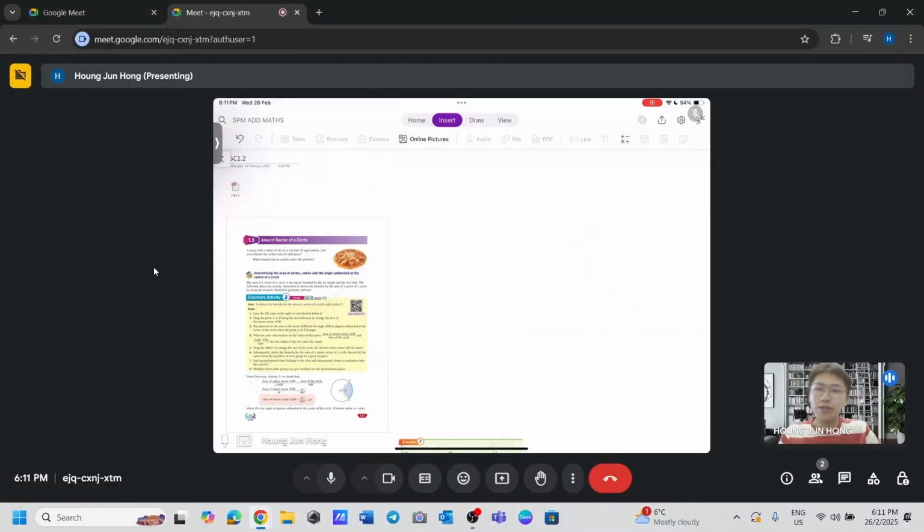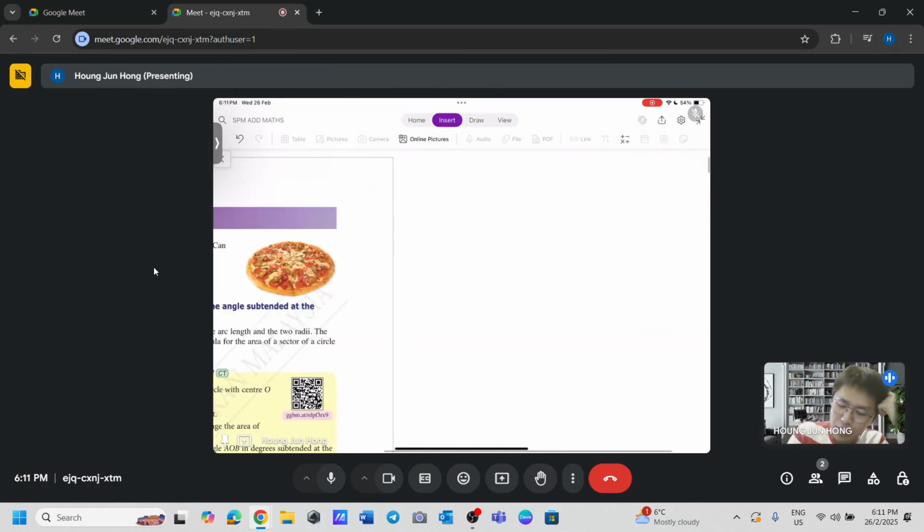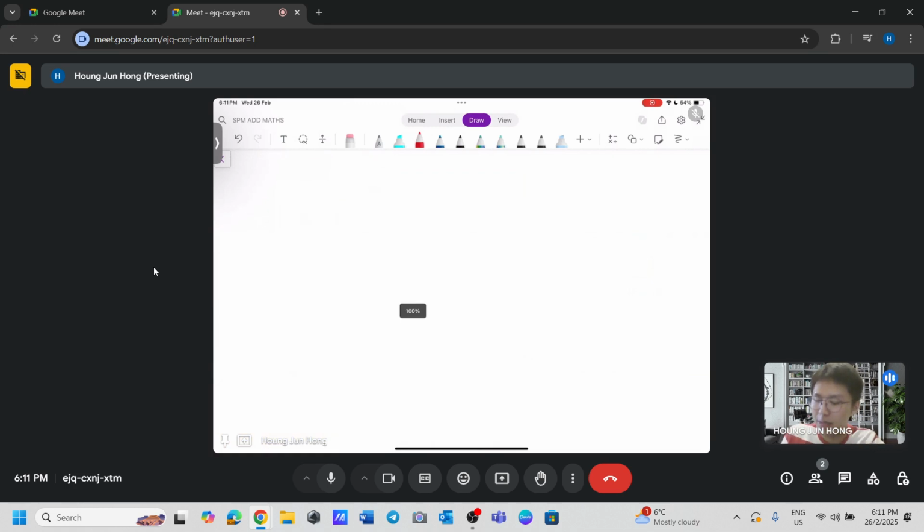Okay, right. So as we move into the next part of the topic, we're going to look into sectors. Previously we have a very simple equation, x equals r theta. This is for the circumference, the length of the arc. Now we have something to do with area.